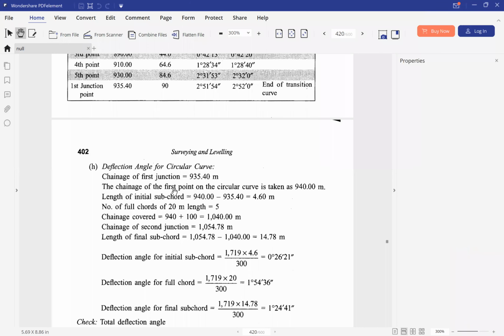There must be some queries from your side. If you have any query, then you can ask. G171, you can ask now. So this is the transition curve, right? Now I will give you one assignment. You will have to prepare this.